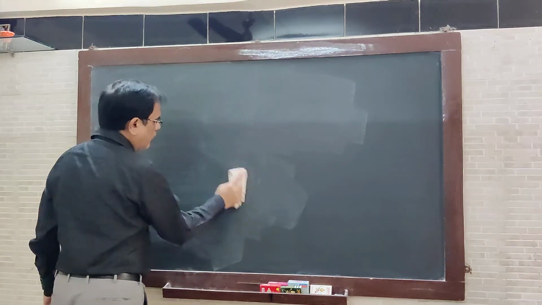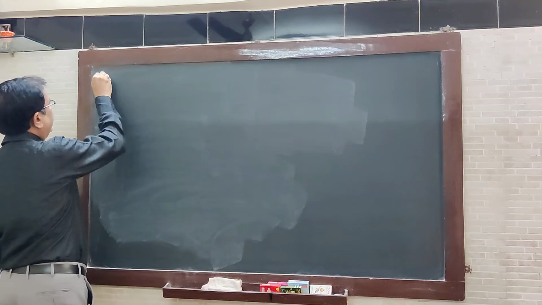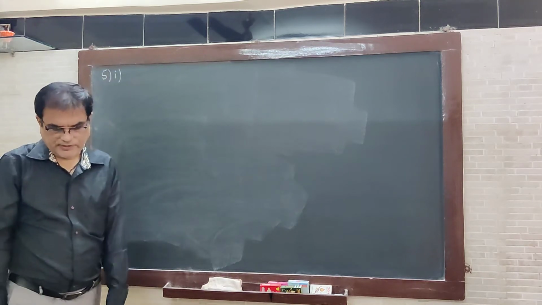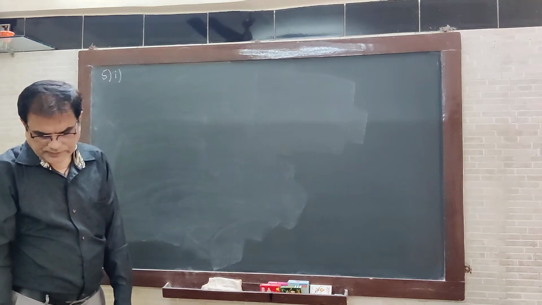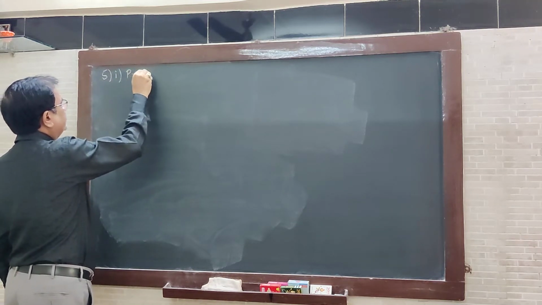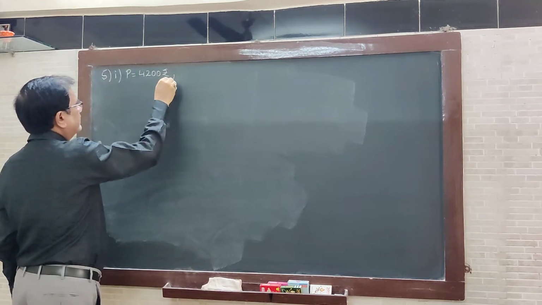So I am solving all the sums for you. So see it very properly. Sum number 5, first sum. Okay, 5 का first sum. Principal is given 4,200 rupees.